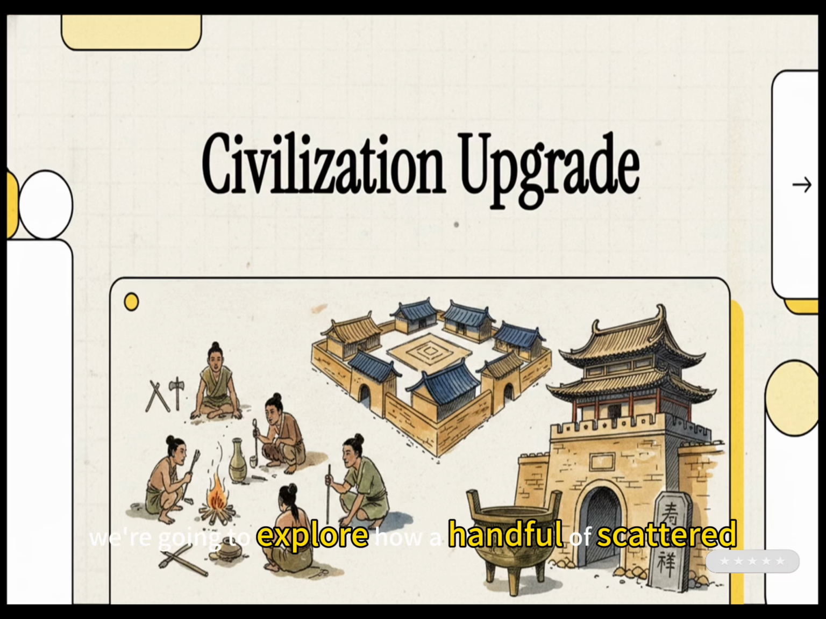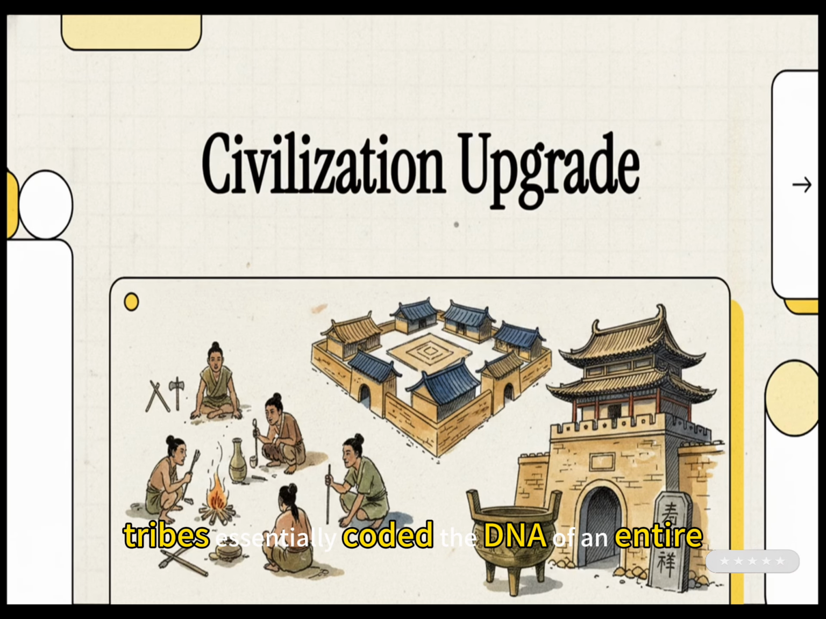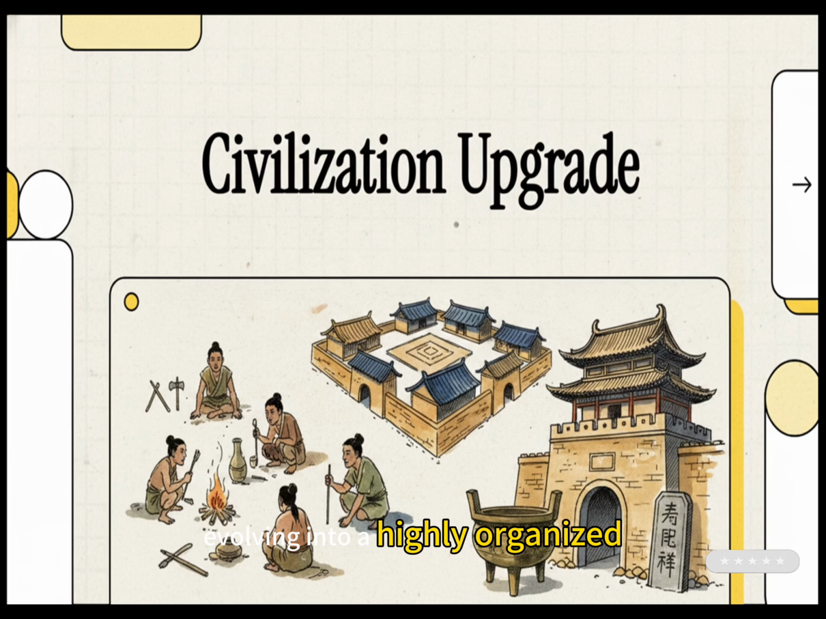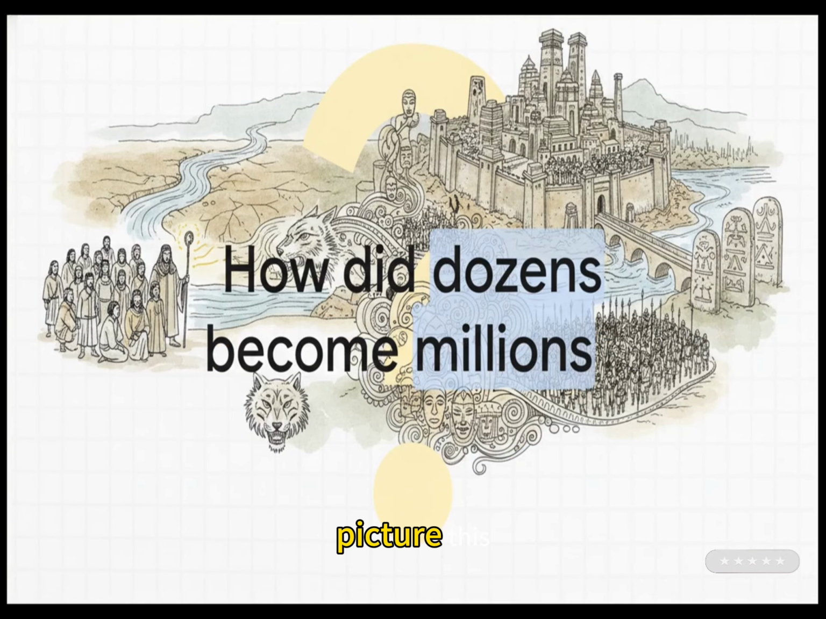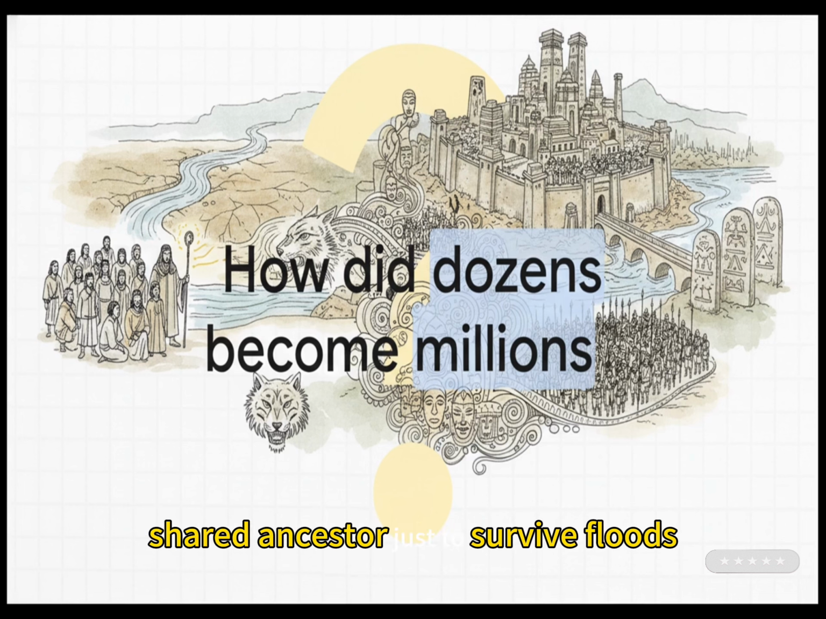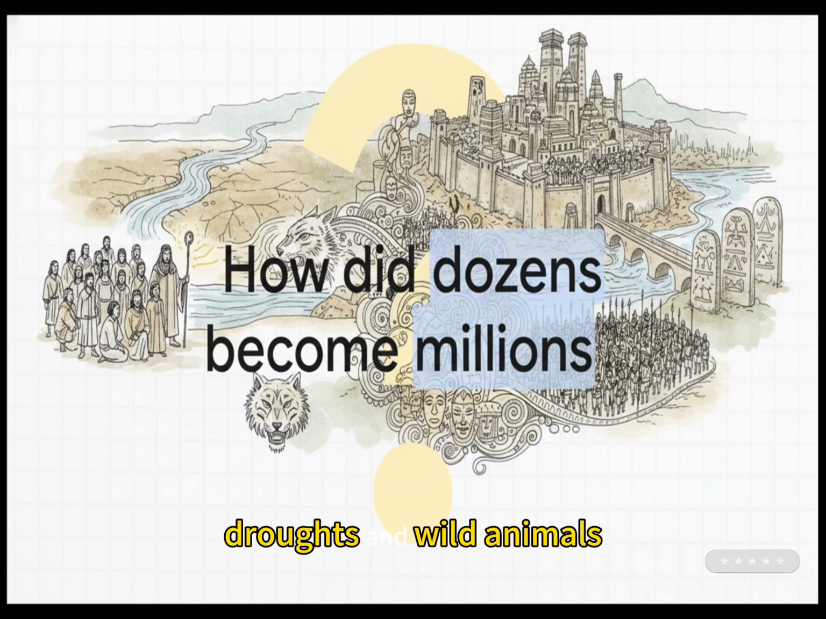So today, we're going to explore how a handful of scattered tribes essentially coded the DNA of an entire civilization, evolving into a highly organized, institutionalized nation of millions. Picture this, a tiny 50-person tribe. In the distant past, people lived in these small, tight-knit groups, relying purely on blood ties and a shared ancestor just to survive floods, droughts, and wild animals.